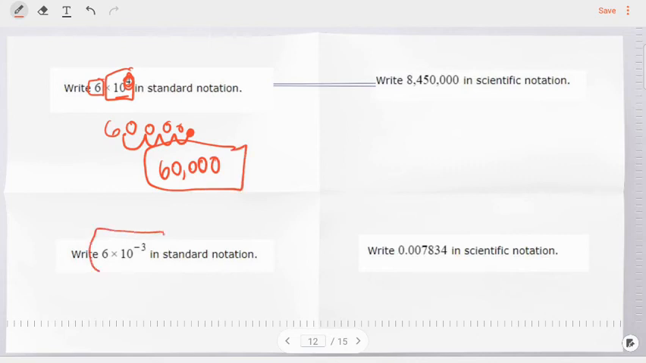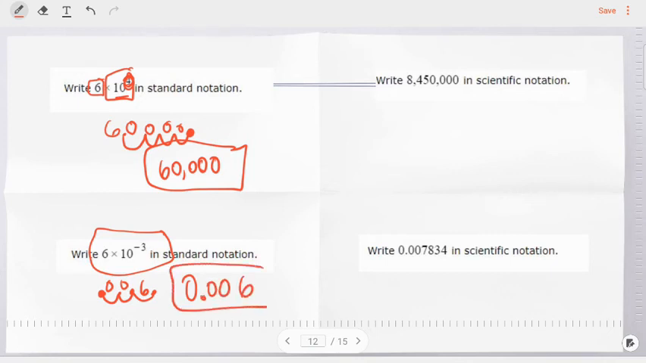So let's talk about the reverse. If my exponent is negative, that means I need to make my number smaller. So instead of moving it to the right, I need to move it to the left to turn into a decimal. So 1, 2, 3. Add in our zeros, and my standard notation is 0.006. I just put that extra 0 there because we always put a 0 in front of a decimal place.